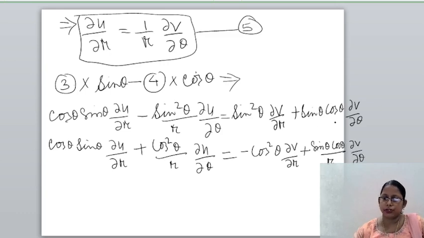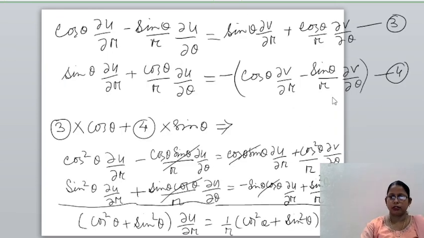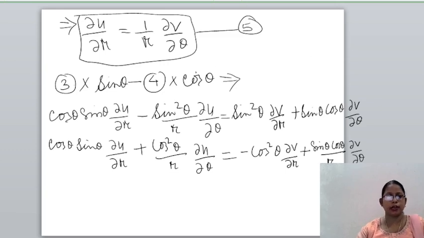Let me check whether there is r or not here. There is one r here. I forgot to write this r here. If we multiply this equation by sine theta, then it will be sine theta cos theta by r del v by del theta. So right here there is an r.